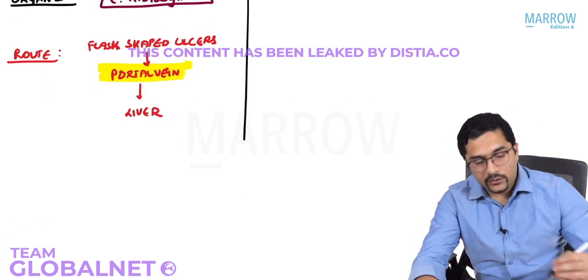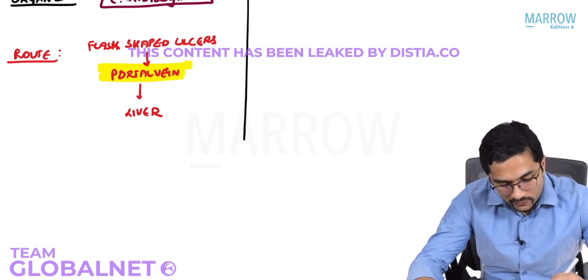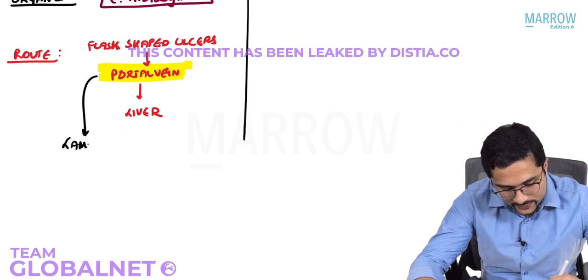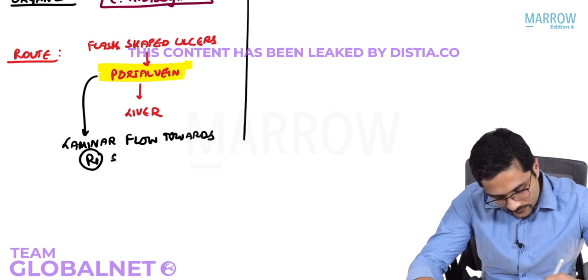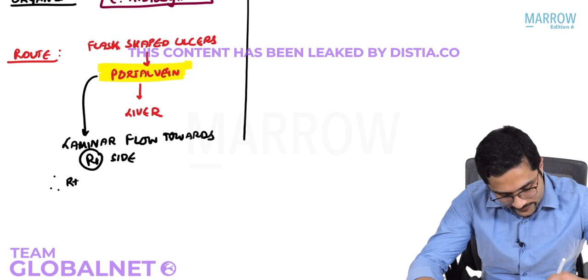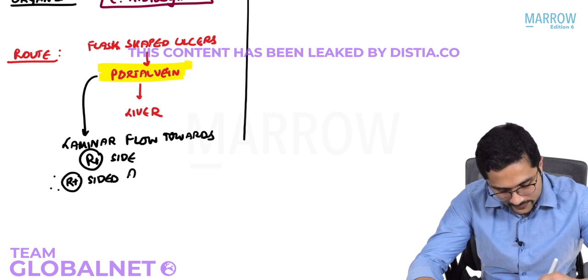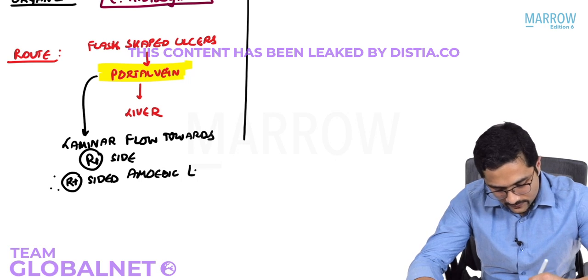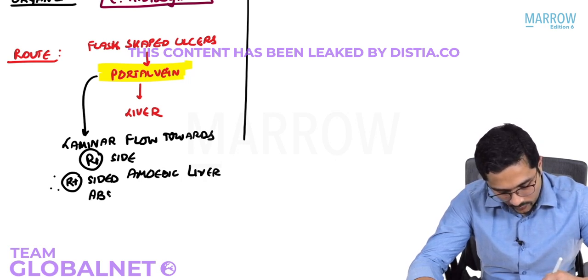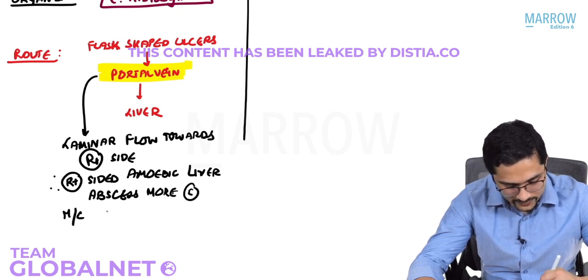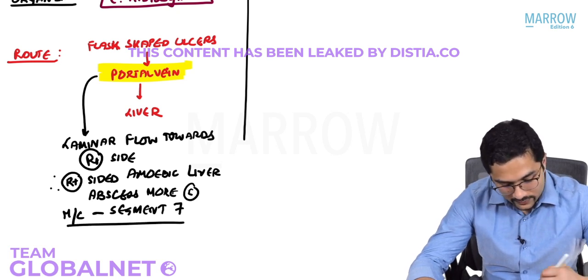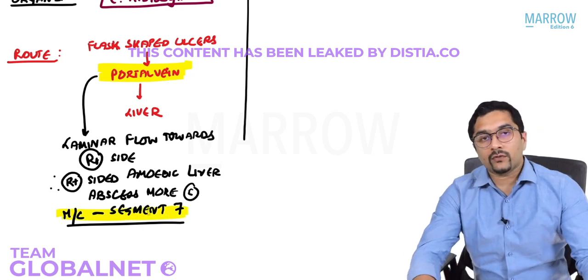And one more thing which you need to know regarding the portal vein is that it has laminar flow towards the right side. Therefore, right-sided liver abscesses are more common. Right-sided amoebic liver abscess is more common. This question has also been asked. And most commonly it is segment 7, which is the bare area of the liver. This also I told you when I was talking about the anatomy of the liver.